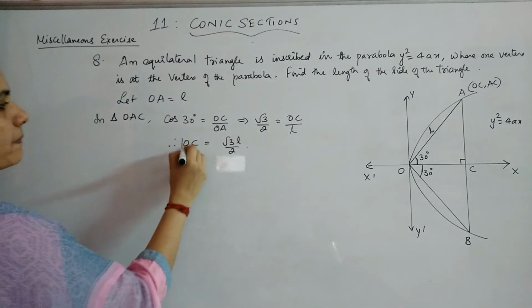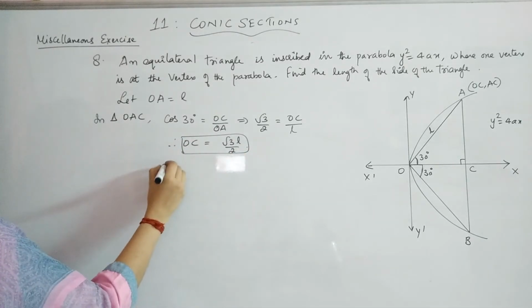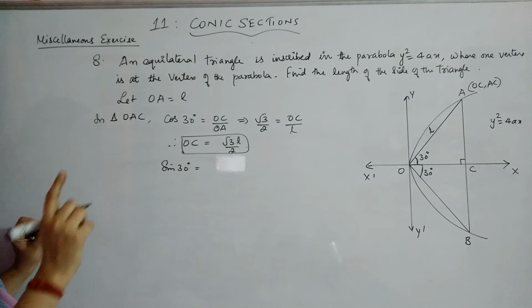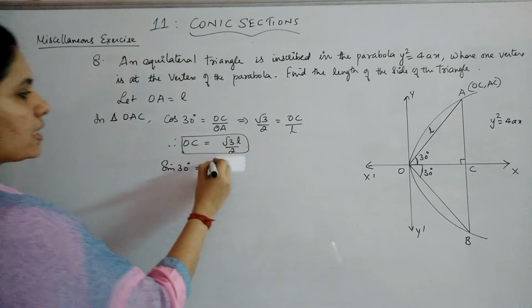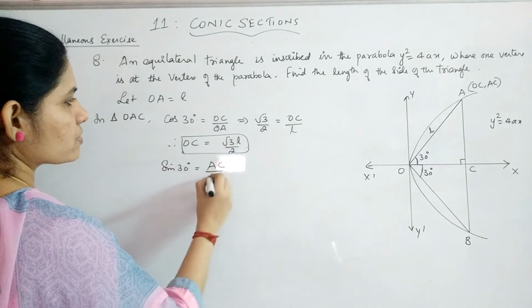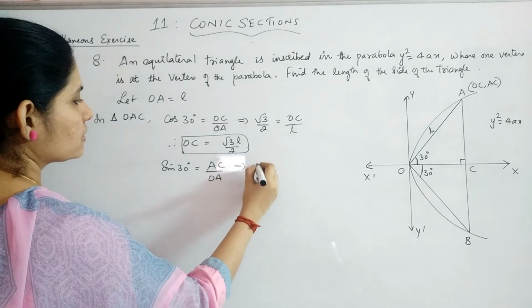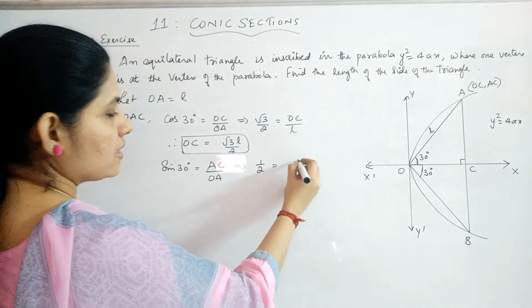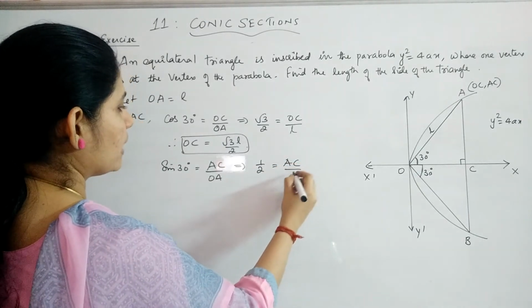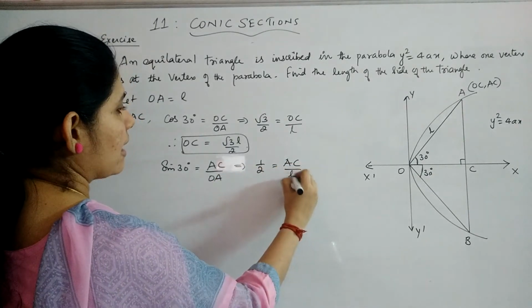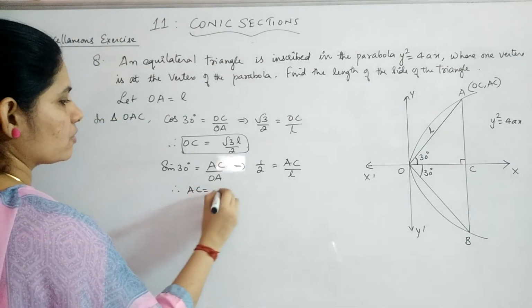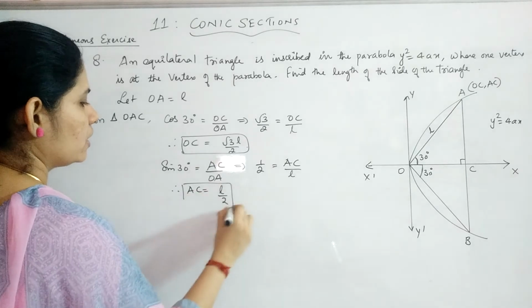Now again, sin 30 degree will give you opposite side by hypotenuse. Opposite side is AC, hypotenuse is OA. That is, sin 30 is 1 by 2, which is equal to AC, which again we don't know, divided by OA, which is taken as L. That is, you will get AC is equal to L by 2.